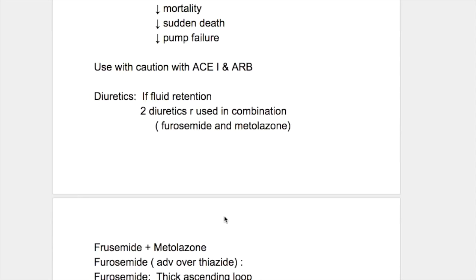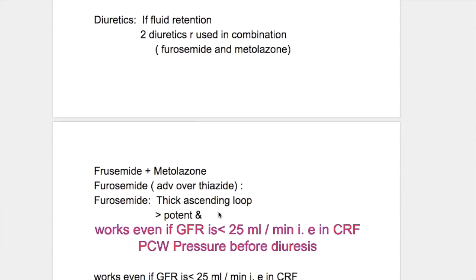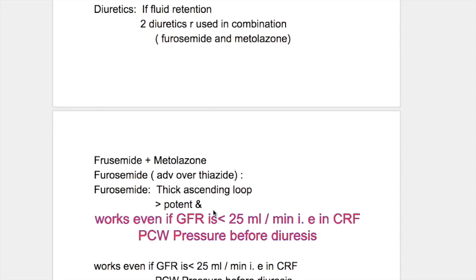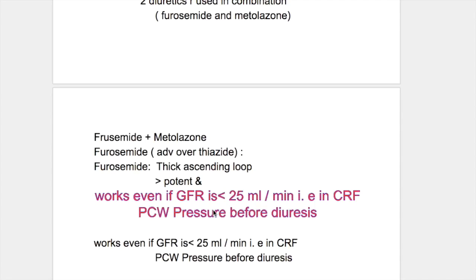Diuretics are used in systolic heart failure if there is fluid retention. Two diuretics used in systolic heart failure are furosemide and metolazone. What's the advantage of furosemide over the thiazides? Furosemide, which acts on the thick ascending limb of the loop, is more potent than thiazides and works even if the GFR is less than 25 milliliter per minute. That is, it can be given in chronic renal failure. And number 3, it reduces the pulmonary capillary wedge pressure before the diuresis, so it acts very quickly on the pulmonary circuit.